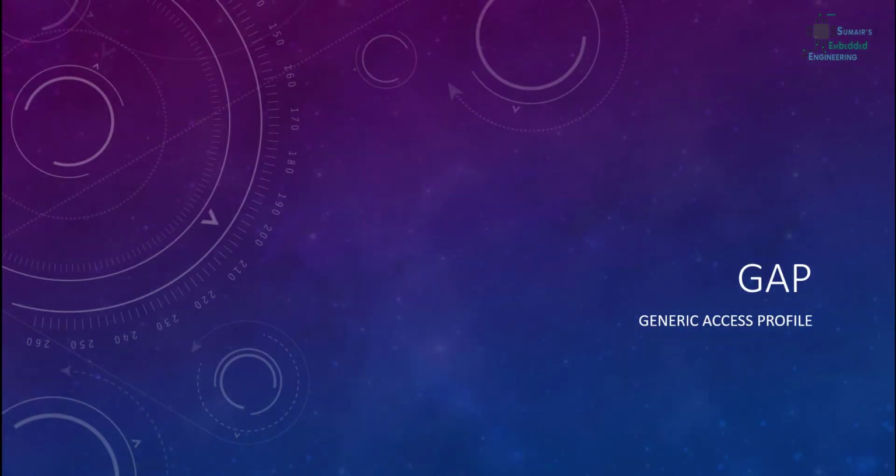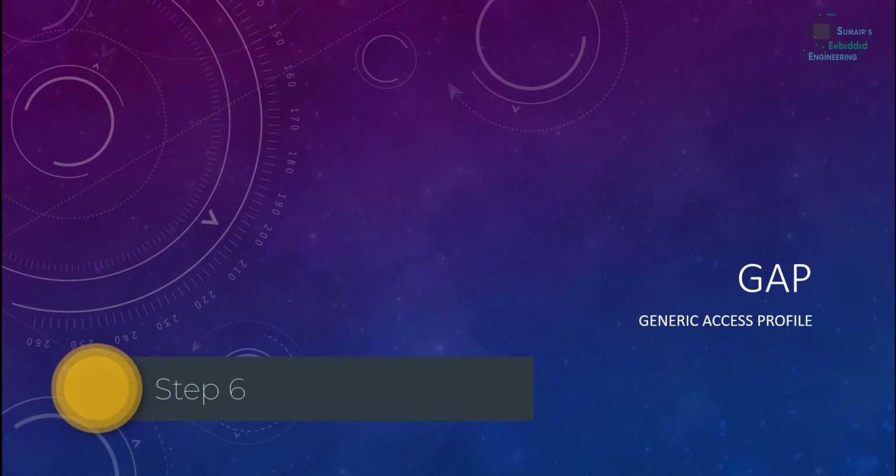Hi guys, welcome back. Now we are going to take a look at GAP, which is basically the Generic Access Profile in BLE, Bluetooth Low Energy. Previously we have done some of the coding, and now we need to understand some important concepts before we do the next part of the programming, which is connected with the GAP, the Generic Access Profile. So first, we are going to learn some basics.